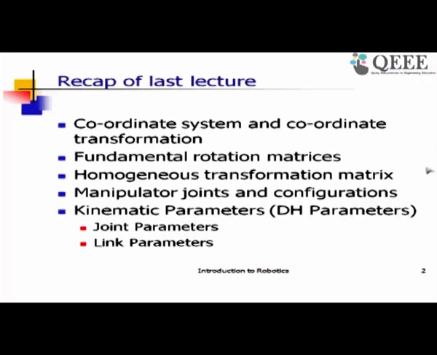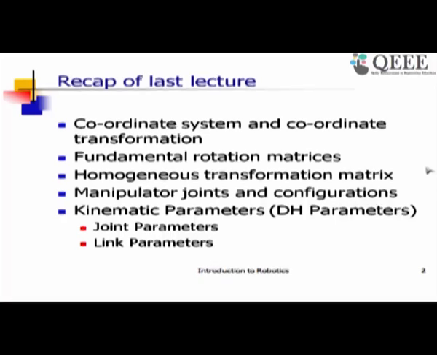Then we talked about the fundamental rotation matrices and fundamental translation matrices, and then the homogeneous transformation matrix, which is a 4x4 matrix that represents the transformation from one coordinate system to another, which may include both translation and rotation of the coordinate frame. We also briefly discussed the manipulator joints, the types of joints normally used, and how robots can be classified based on the joints, like an RRP joint robot or RPP. We discussed the different configurations also.